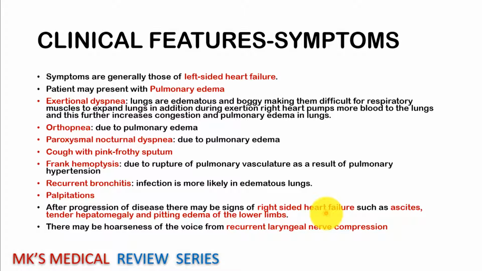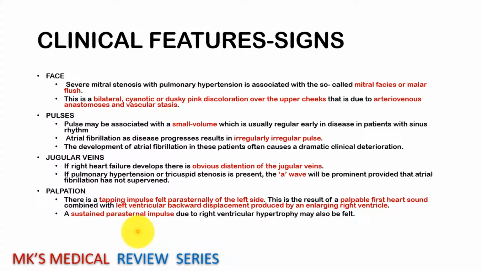So it means that you may have some systemic symptoms such as ascites, which is fluid in the abdominal cavity, the peritoneal cavity. Then you may have a tender hepatomegaly, which is an increase in the size of the liver. Then you may have pitting edema of the lower limbs. Then, of course, there may be some hoarseness of the voice. Remember, as the atria begin to enlarge, this may compress the recurrent laryngeal nerve, and this may actually cause hoarseness of the voice.